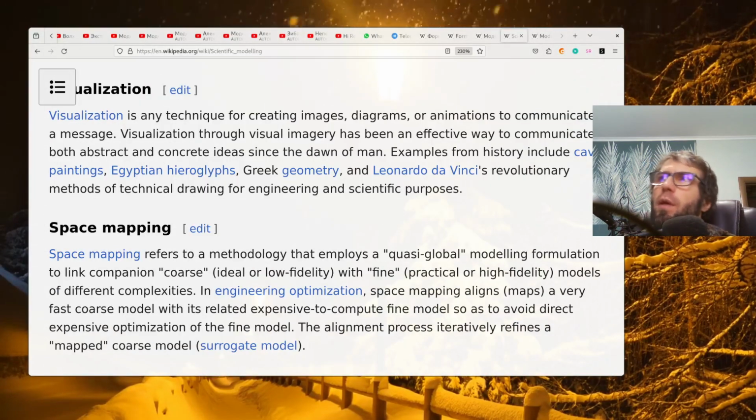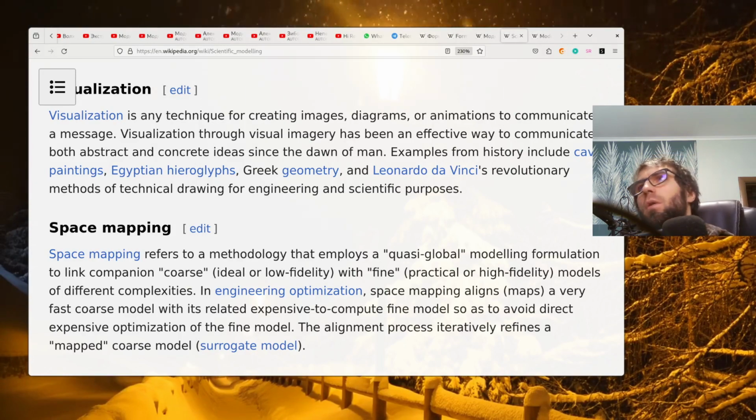Of course, we can provide a visualization of the model. We can create, for example, images, diagrams, or animations to show our model from some point of view.